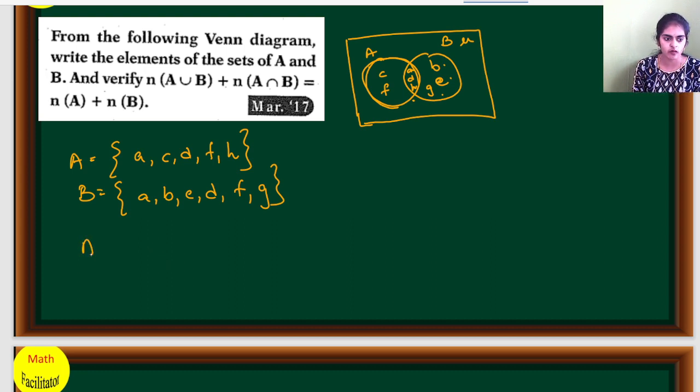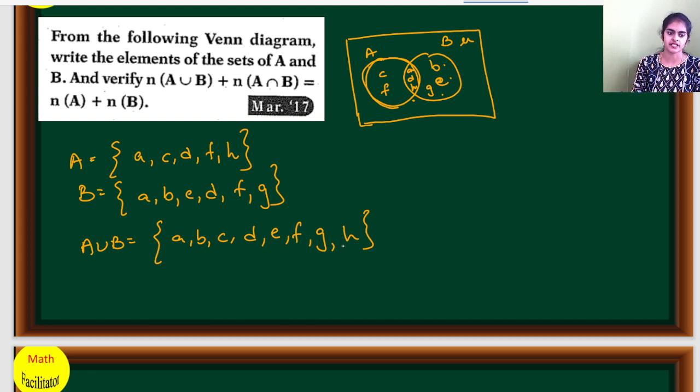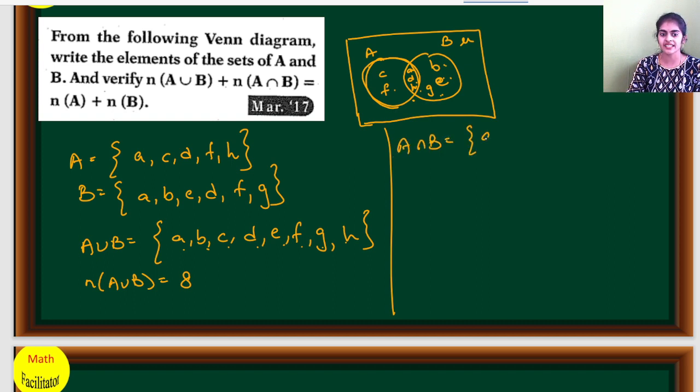Okay. So now A union B is nothing but all the elements. All the elements you can write from here. So it is A, B, C, D, E, F, G, H. You don't repeat the elements. And n of A union B is nothing but you count the elements. How many are there? 1, 2, 3, 4, 5, 6, 7, 8. Also from here directly you can count 1, 2, 3, 4, 5, 6, 7, 8. Okay. Number of elements is 8. And what is A intersection B? A intersection B is nothing but only the three elements which you can see from the figure, the common elements, or you can write n of A intersection B is 3.